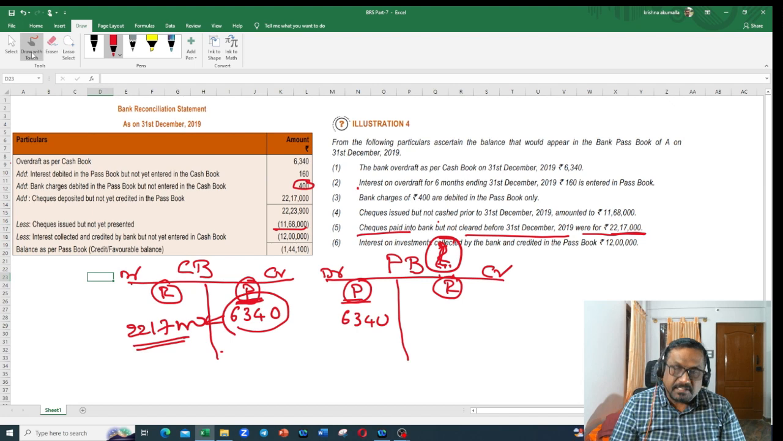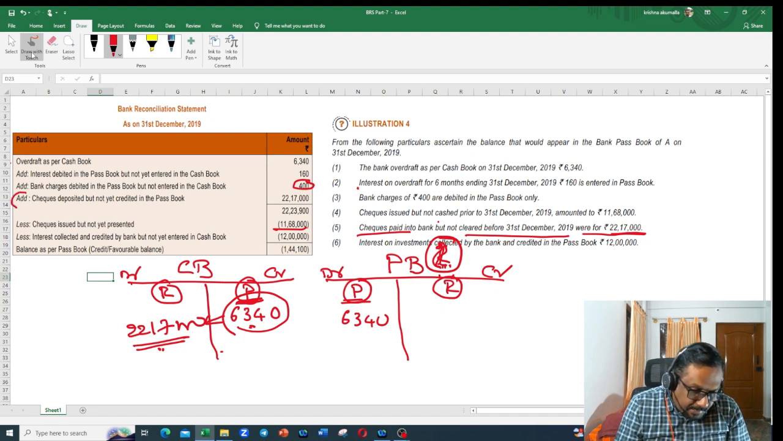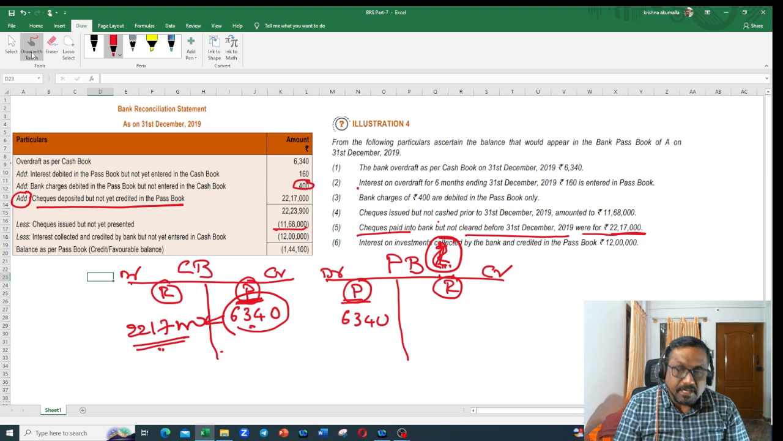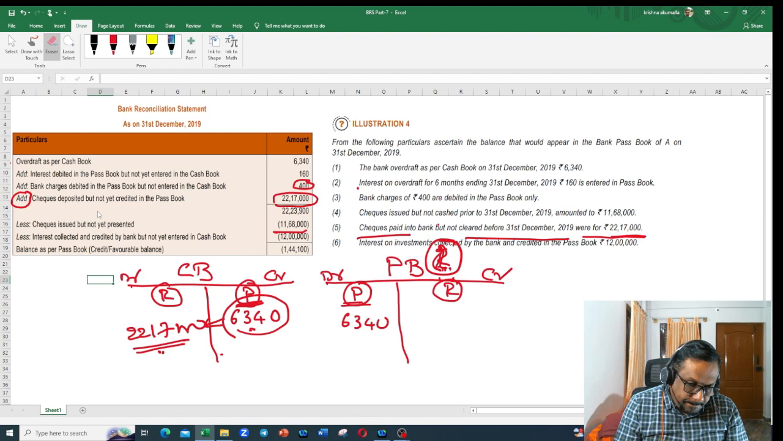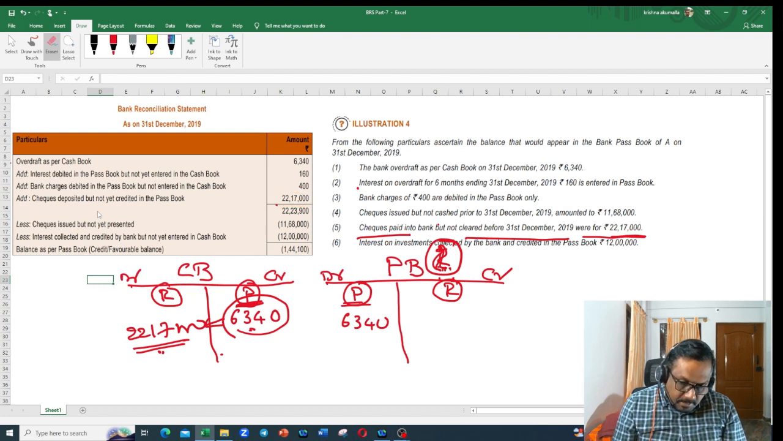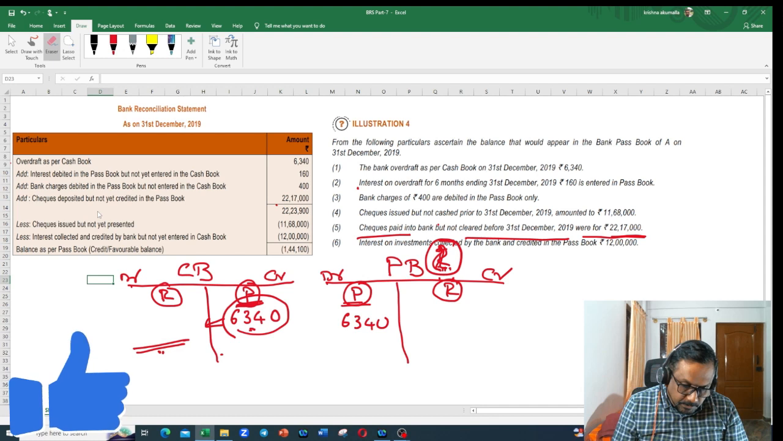Why? Because the payment balance is 6,440. One credit and debit balance will be reduced. The question mark balance is increased. Since the question mark balance is increased, I have to add checks deposited but not yet credited in the passbook, 22 lakh 17,000. This is what we added. Are you clear? Right. Let me go to the next point.